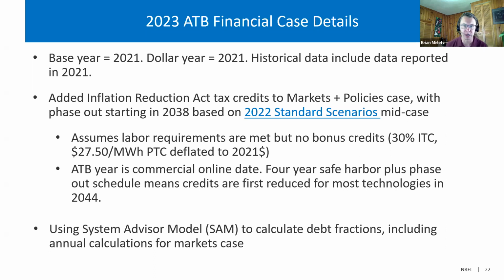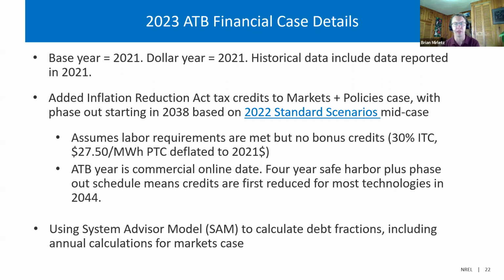The default tax credit assumptions, which we'll be showing how to modify towards the end of the presentation, assumes that the labor requirements are met for projects, but no bonus credits are received. So that's a 30% investment tax credit and a $27.50 per megawatt hour production tax credit deflated to 2021 dollars, since that $27.50 is a 2022 dollar year value.